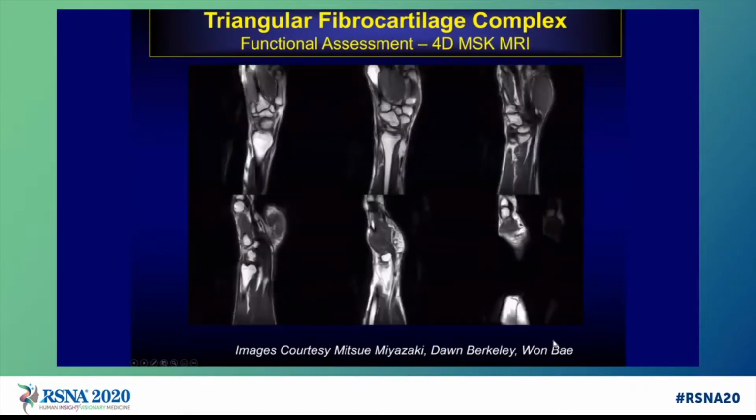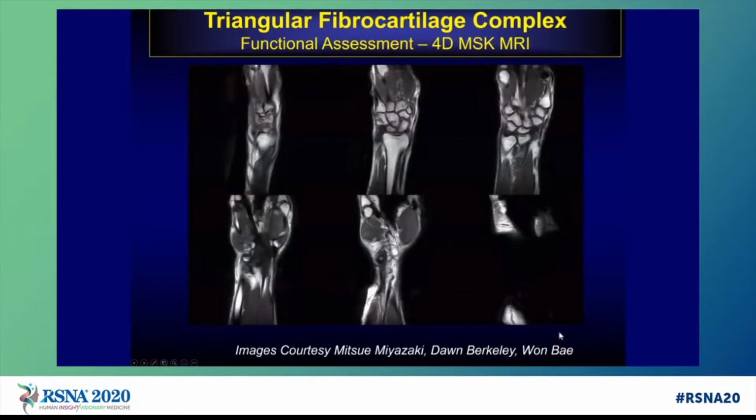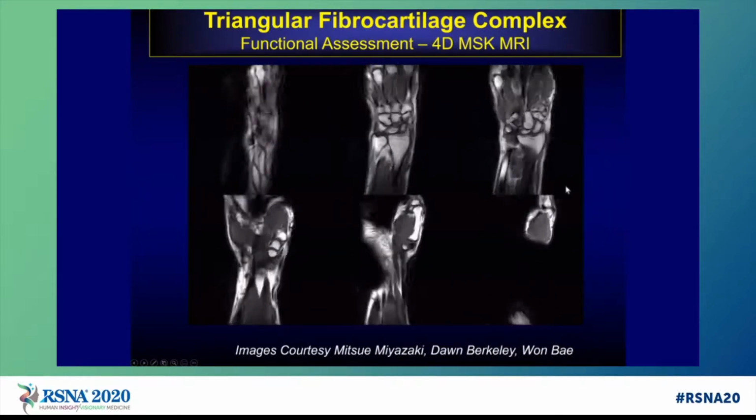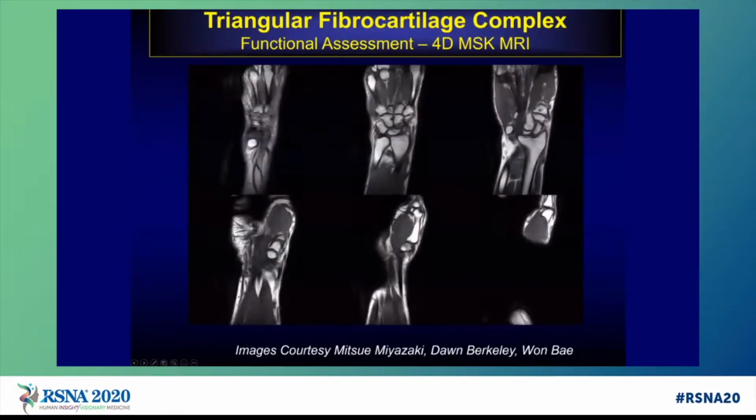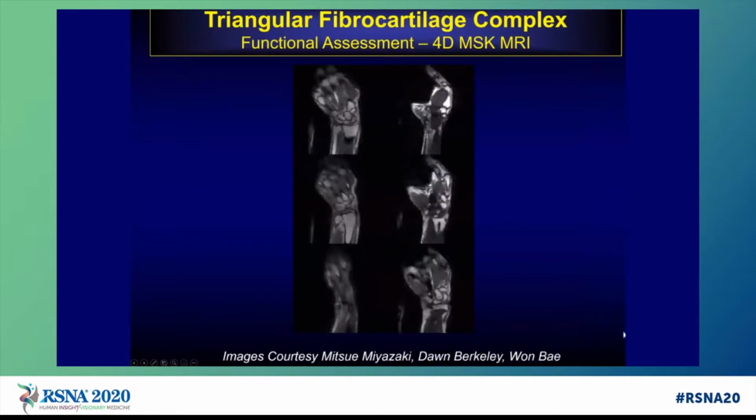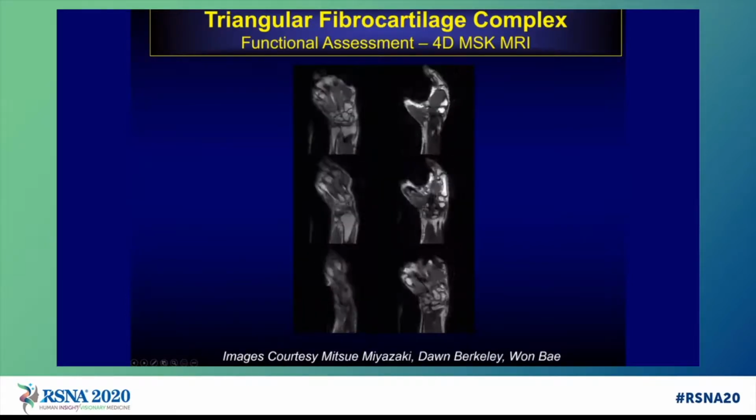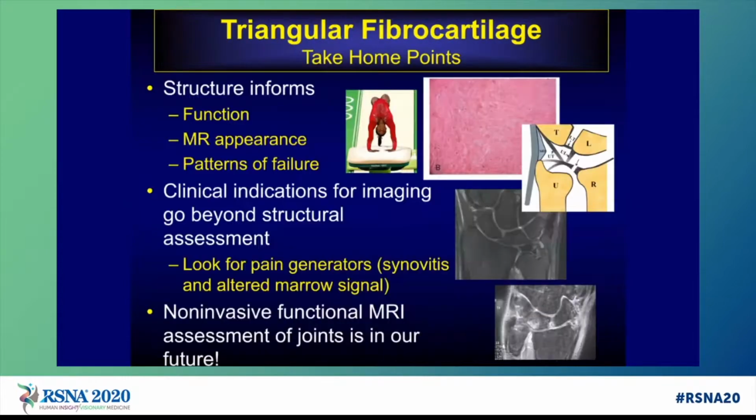As we consider tools like 4D MSK MRI, where through pronation and supination, we can look inside the articulation to see how structural changes may occur. Similarly, through radial and ulnar deviation, we can identify things from the standpoint of the mechanics that our referring physicians may be trying to evaluate.